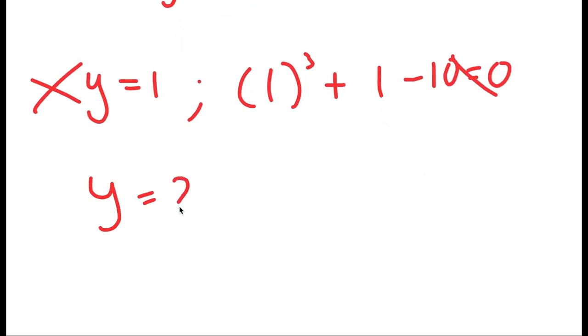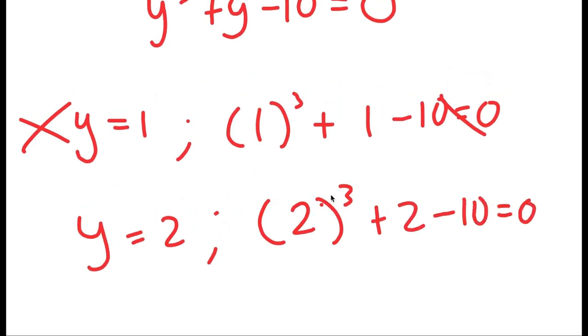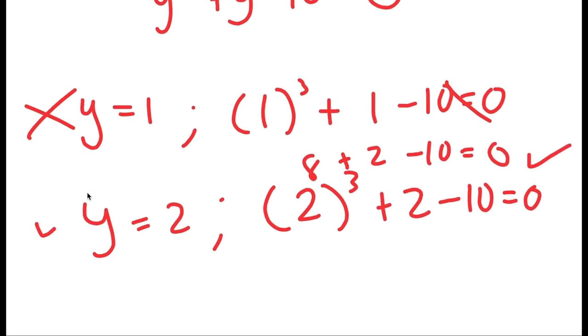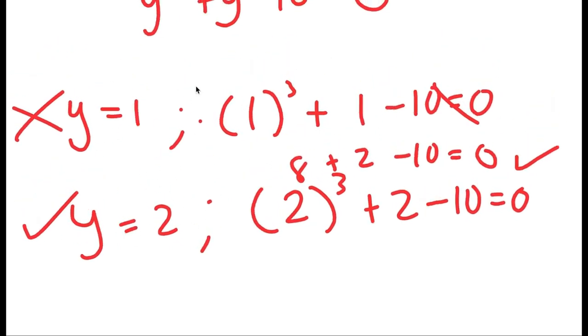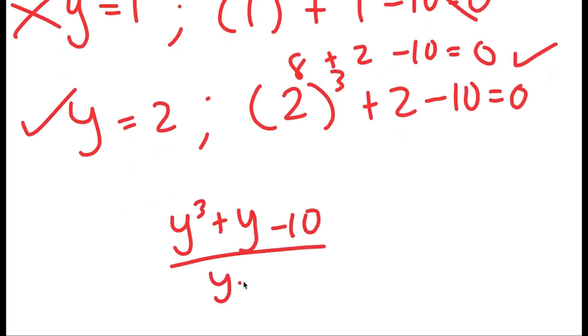Now I'm going to try y = 2. So when y = 2, I get 2^3 + 2 - 10 = 0. Now 2^3 is 8, so I have 8 + 2 - 10. 8 plus 2 is 10, 10 minus 10 is 0. So this works, meaning y = 2 is a solution. So what I'm going to do is divide y^3 + y - 10 by y - 2, because y = 2 is the solution.